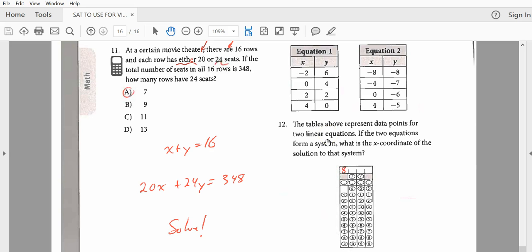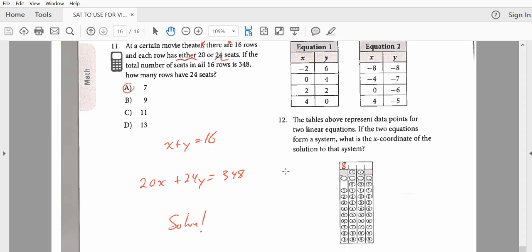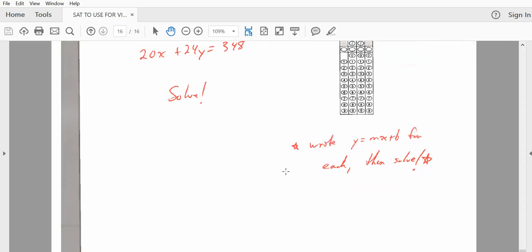Okay, so this one here, we have the tables above represent data points for 2 linear equations. If the equations form a system, what is the x-coordinate of the solution for that system? First we need to write equations. The steps for this one I outlined here. We write y equals mx plus b for each, then solve.